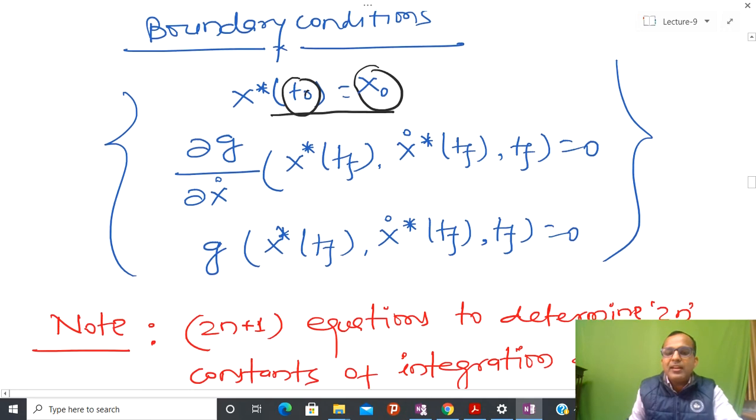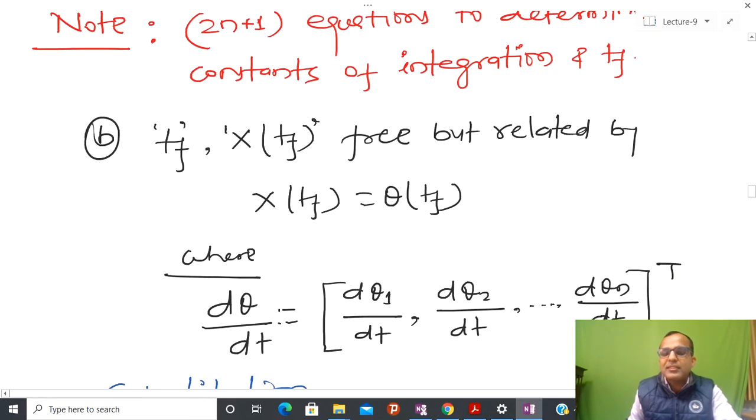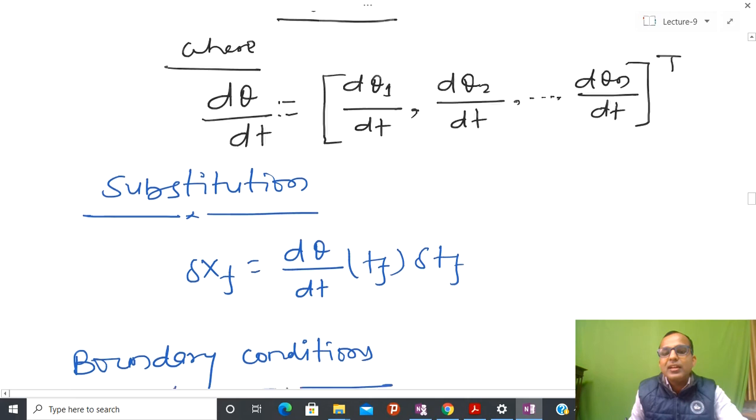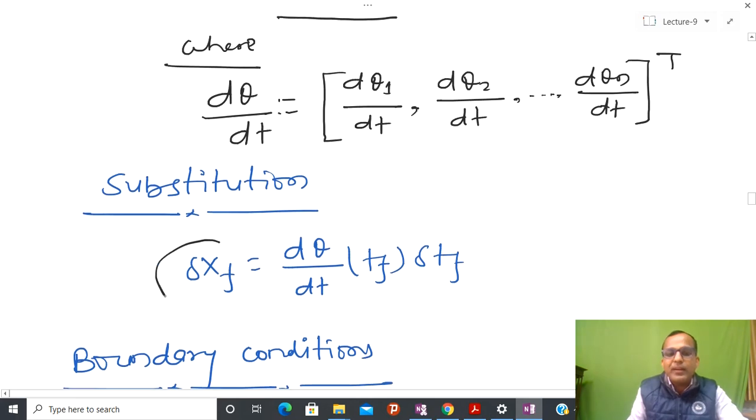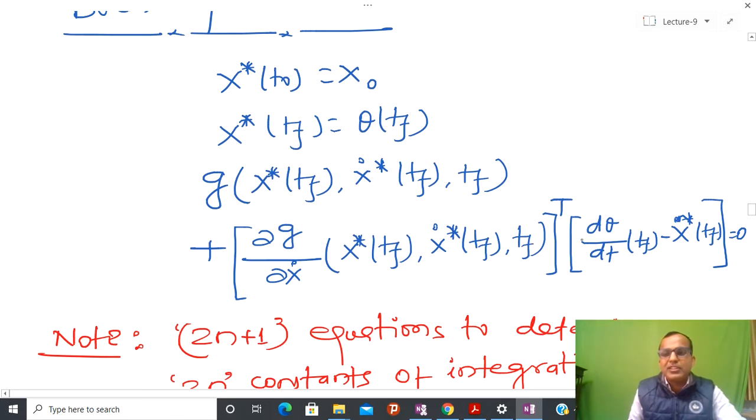Again 2n plus 1 equations are involved in this process, and I have told you that in some places we know what the relation of the final time is even if both are free, meaning TF is free and XF is free, but we know some kind of relation. So same as in the scalar case, now I have the generalization. So in place of delta XF, if you put it inside that generalized boundary condition equation, then you will get this kind of expression. So please check it.